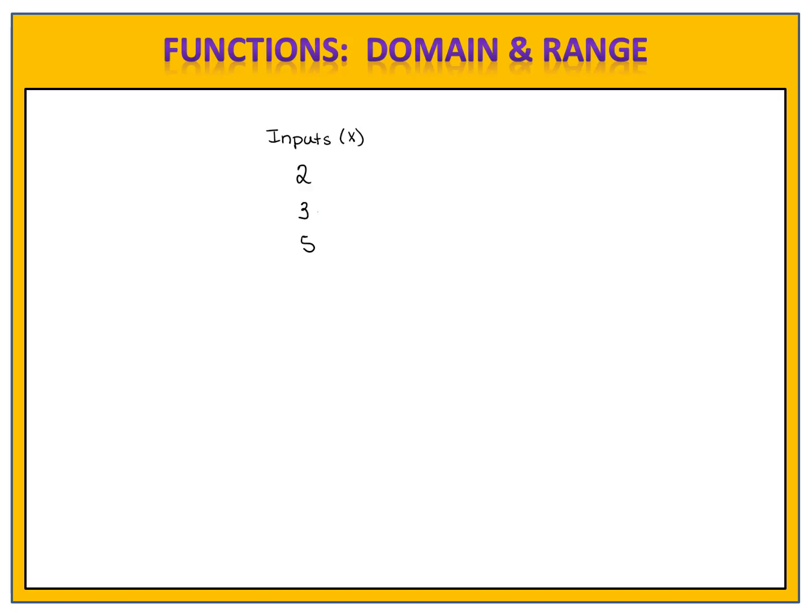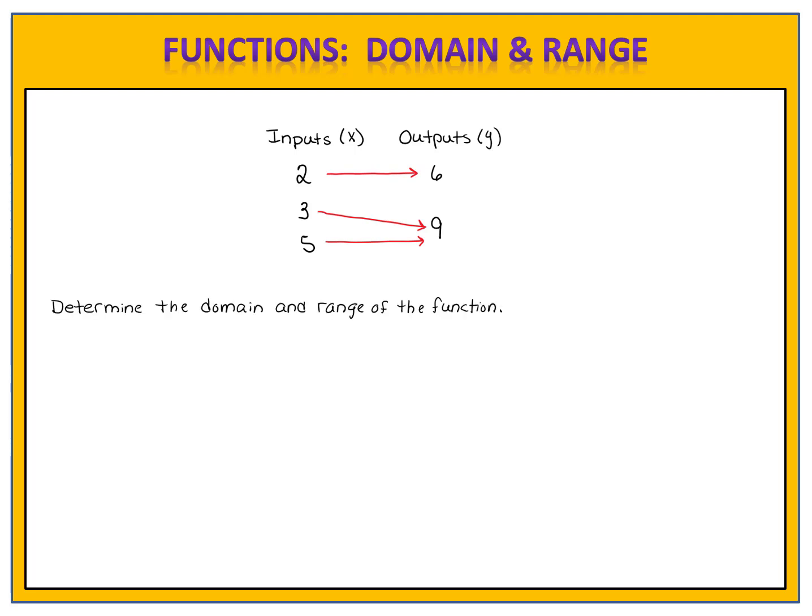Let's start with an example. Suppose we have a function that has the inputs 2, 3, and 5, and it has the outputs 6 and 9. The inputs and outputs are connected by a mapping diagram. We want to determine the domain and range of this function.